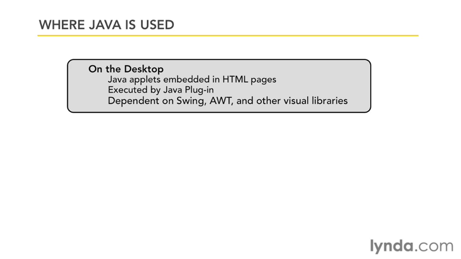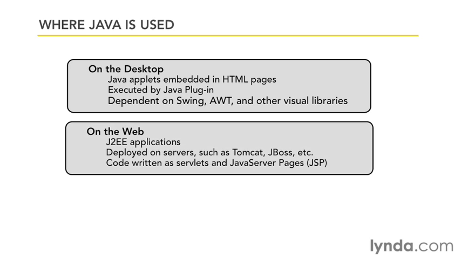their visual presentation. You can also use Java to build dynamic web applications, that is, applications that are delivered to the browser as HTML, dynamically generated at runtime on a server. These are sometimes called J2EE or simply Java Enterprise Edition applications, and they're executed within server environments such as Tomcat from Apache or JBoss. The code is written using models called servlets and Java Server Pages. It's exactly the same language as you might use on the desktop, but it's simply modeled a little bit differently.